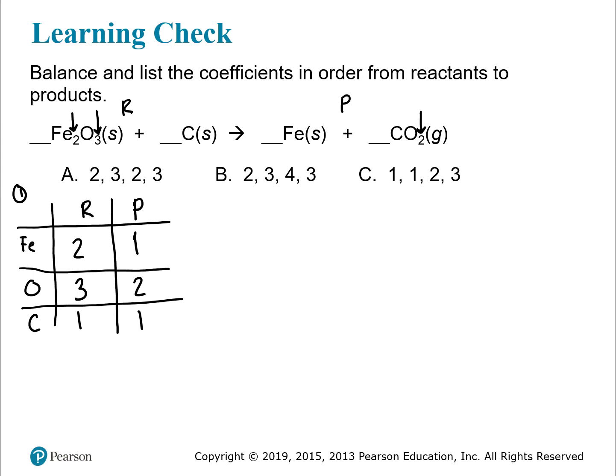Now we've got to decide how we want to balance this. You always want to go with the most complicated, the one that has the biggest difference. 3 and 2, very not different. Typically starting by balancing your oxygens is a good place to start. You find the lowest common denominator, which is 6. So you can take 6, divide by 3. You can take 6 and divide by 2. It's the smallest number that you can do that with. That's what the lowest common denominator is.